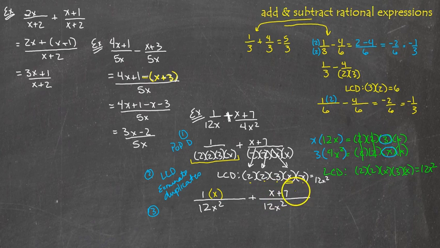So what happened on the second fraction? Here's my numerator. I have a denominator of 12x squared. I didn't start with a denominator of 12x squared. I started with 4x squared. So what did I have to multiply into this one? Well, 2xx. I have 2xx.